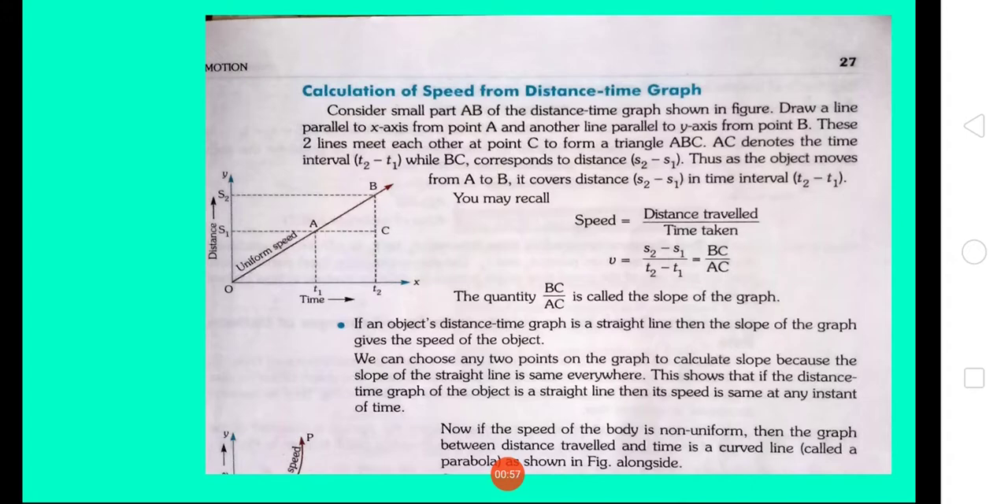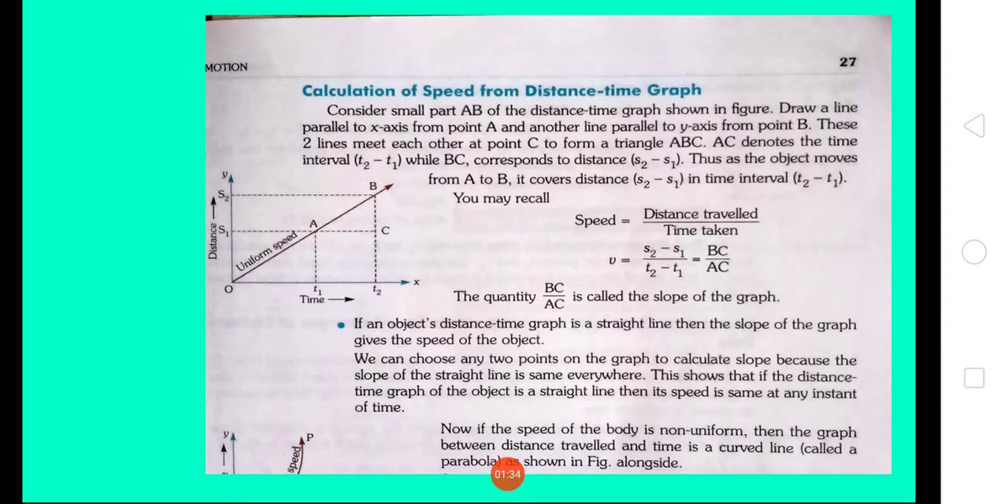Now just consider 2 points A and B in this line. And now we will draw a parallel line to the x-axis from A and another line from B which is parallel to y-axis. Now when you extend both these lines, they will appear to meet at a point, and let's name this point C. So when you join this point with A and B, you get a triangle ABC.